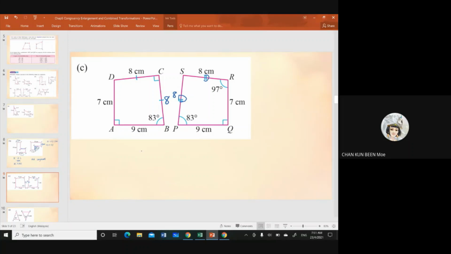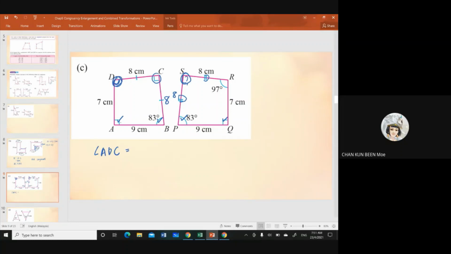This one, 90 degree, yes, they are the same. The next one here is 83, so also the same. Then when it comes to this one, is it 90 degree? We need to check. You can either check this angle over here, or check whether this angle is 90 degree or not. For example, I'm going to check this angle. The name of this angle is angle ADC.